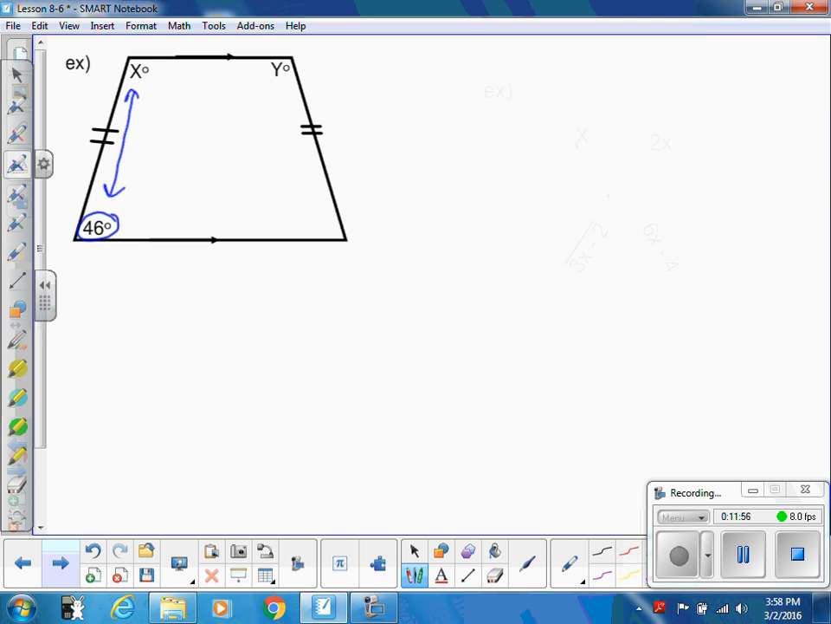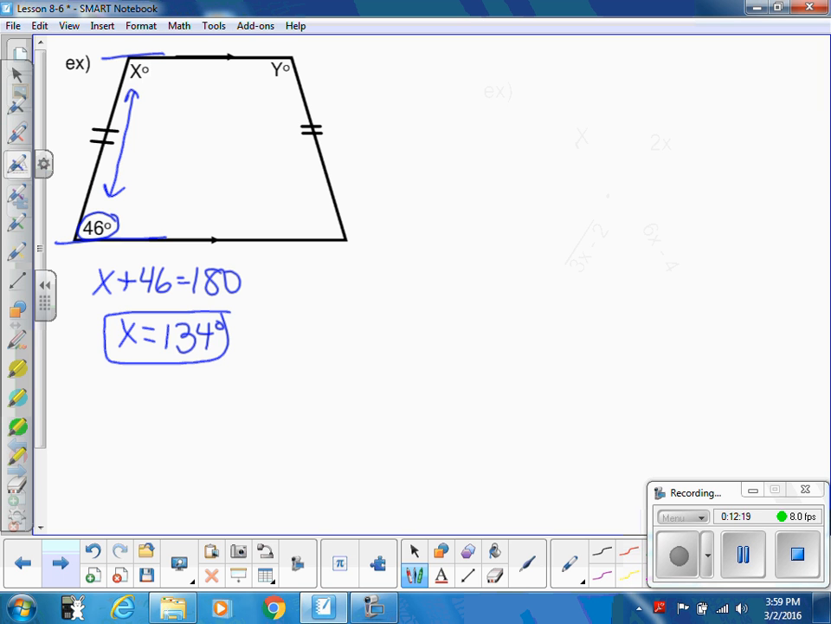Remember, you still basically only have two options, either consecutive or opposite. These are consecutive interior angles, formed by the parallel sides. So they have to add up to 180. That gives me x equals 134 degrees.